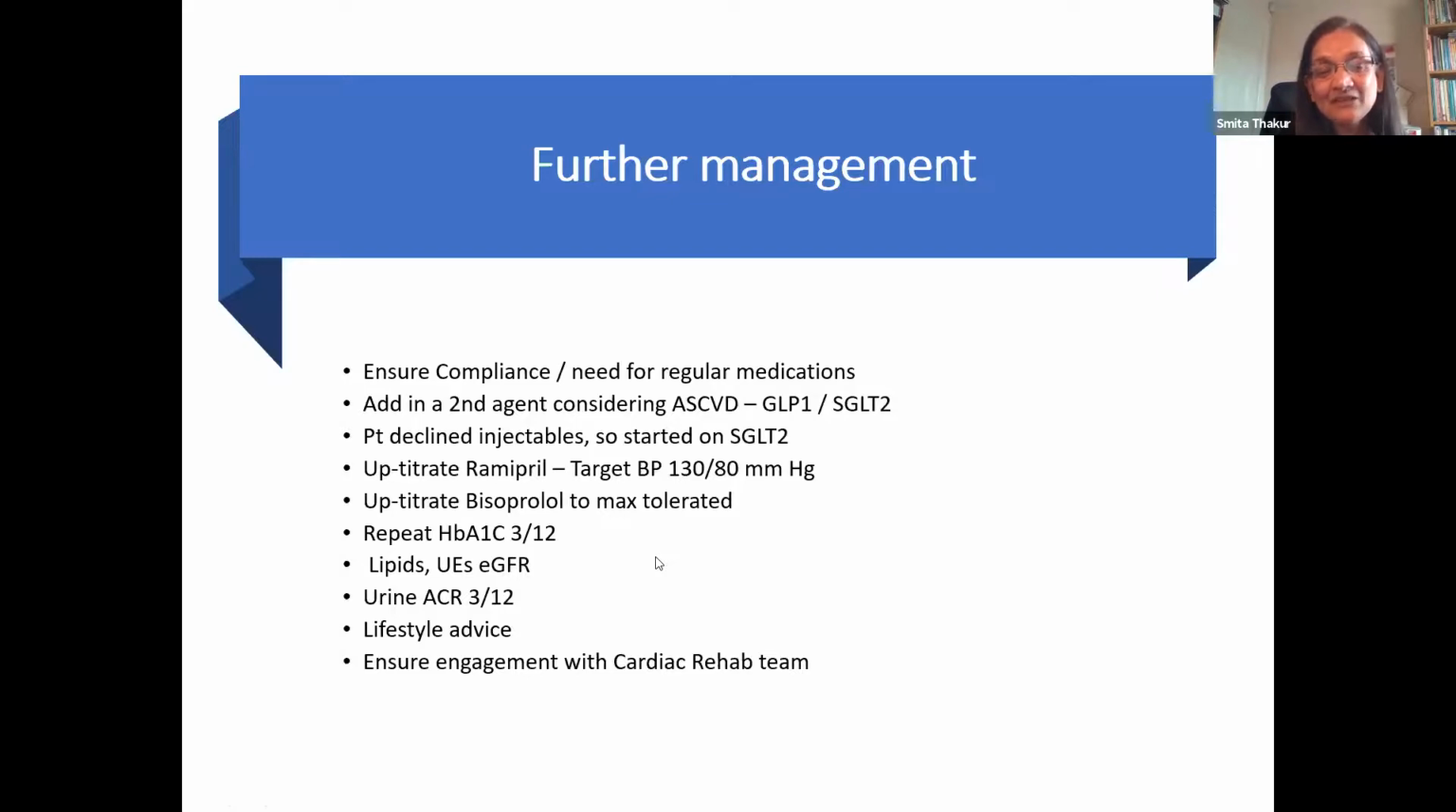So obviously he was offered GLP-1, which he declined, and so he was started on an SGLT2.